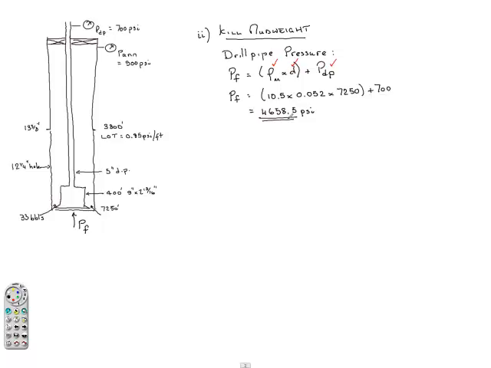Now, how do I determine the kill mud weight? Rho kill mud equals PF, pressure in the formation, divided by D. In this case, 4658.5 divided by 7250 equals 0.64 psi per foot, or in pounds per gallon, 12.4 ppg. And that's what I was looking for.